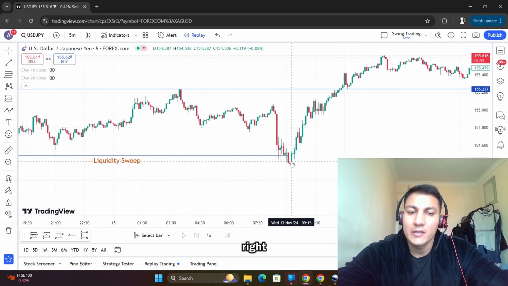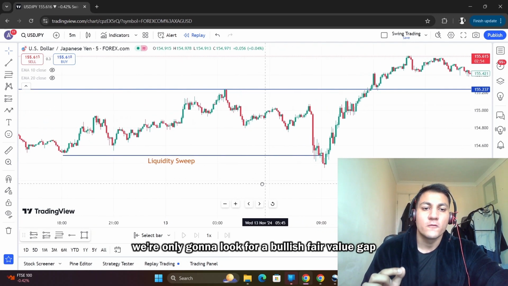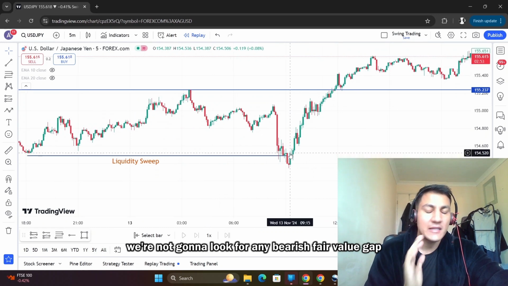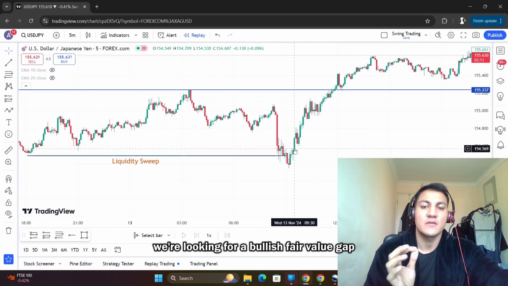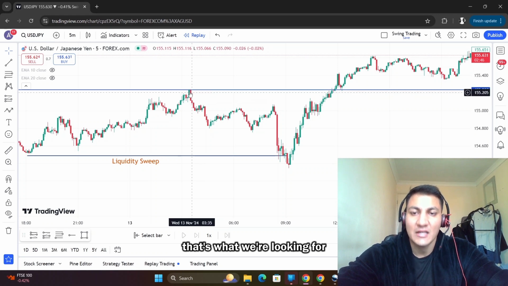At this point, because we're bullish and we've had the liquidity sweep, we're only going to look for a bullish fair value gap. We're not going to look for any bearish fair value gap. We're looking for a bullish fair value gap, and we're targeting this daily high, which is also around London's high. That's what we're looking for.